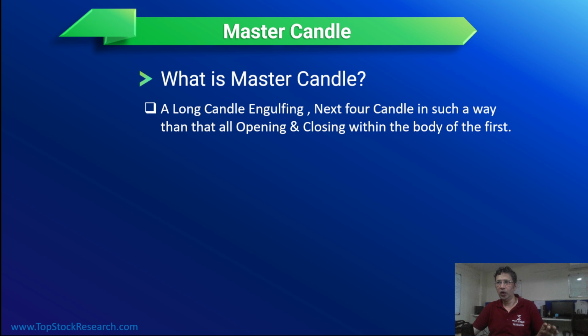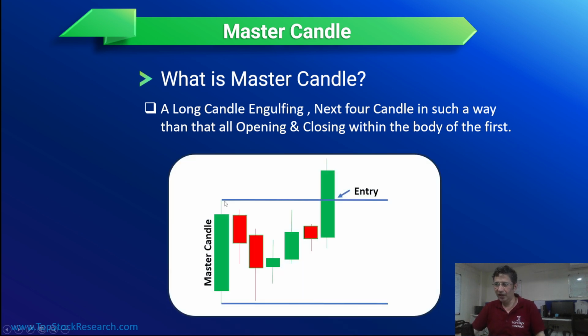Master Candle is a long candle which engulfs the next 4, 5, 6 candles in such a way that those candles are within the range of the first candle. So let's see an example to understand it better. You have a big candle, and within its high and low you have many more candles. In this example, you have 1, 2, 3, 4, 5 candles within it. That means this particular candle is engulfing the next 4, 5 candles. This is called Master Candle.